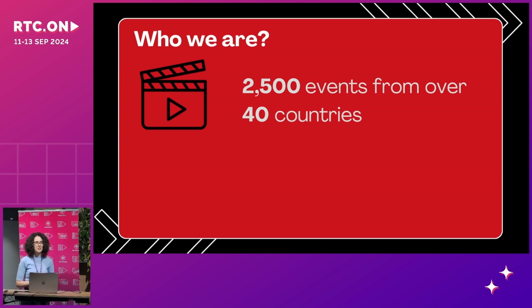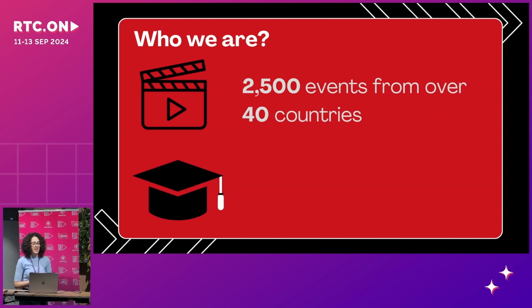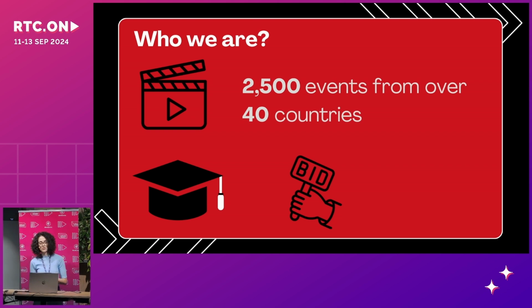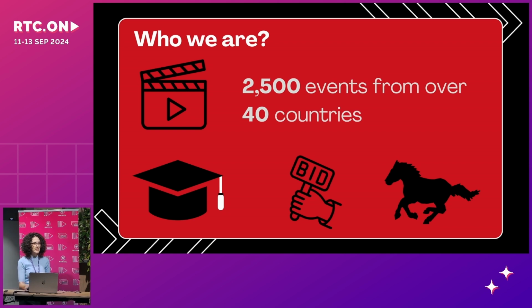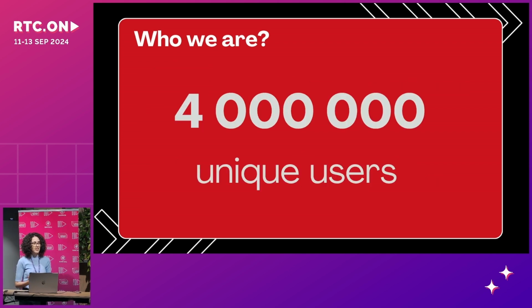Annually, we stream 2,500 events from over 40 countries, reaching millions of horse enthusiasts around the globe. At our Clip My Horse Academy, riders can access high-quality training videos, enhancing their skills and knowledge. Our digital auction and marketing platform enables riders and horse owners worldwide to actively participate in the most significant horse auctions globally, or to market their horses successfully. And every year, we have more than 4 million unique users.